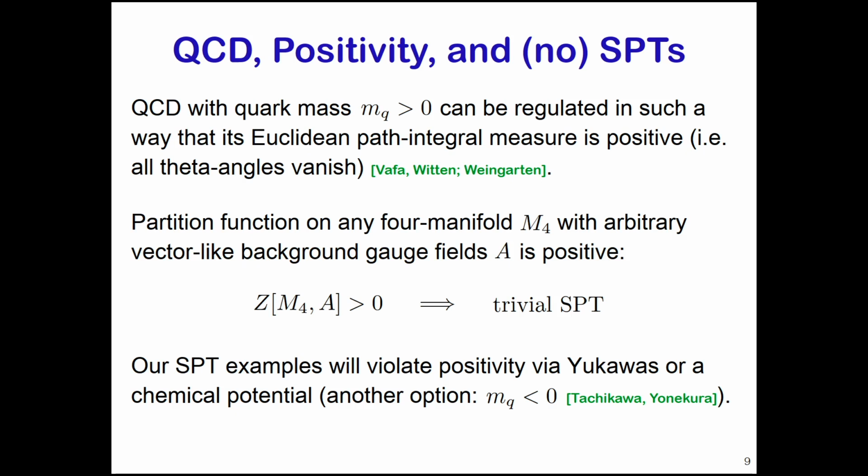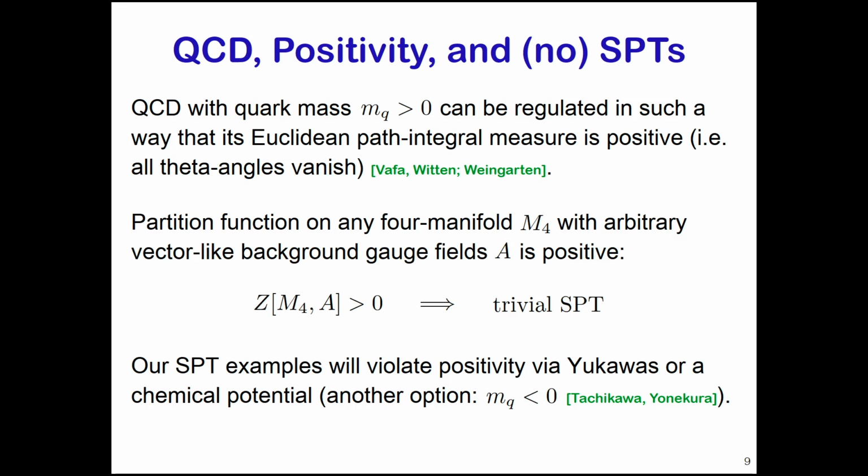And one consequence is that if you integrate a positive measure on some manifold, you get a positive number. And that means that the partition function of QCD with positive quark masses is always going to be a positive number. And I've told you that SPTs give you non-trivial phases in the partition function. Therefore, all of these path integrals give you trivial SPT phases. So you have to do something to QCD to make it spit out a non-trivial SPT. And we'll do two such things.